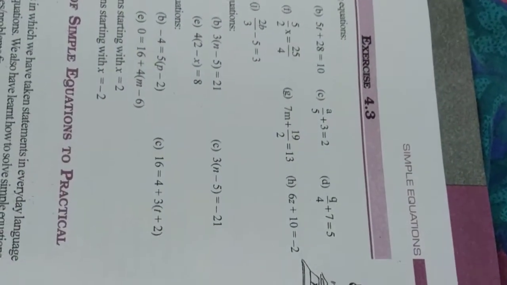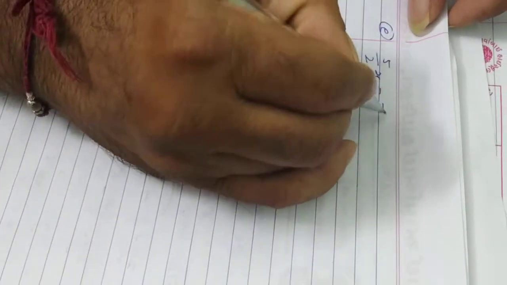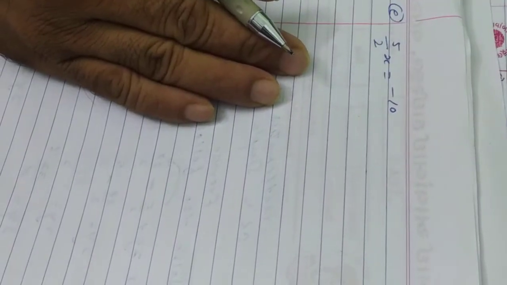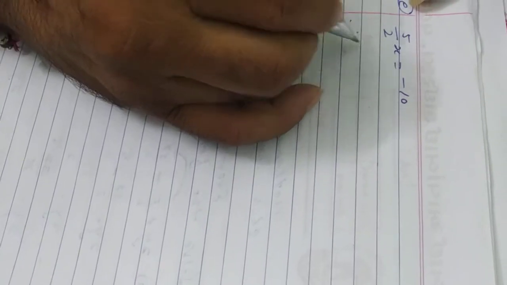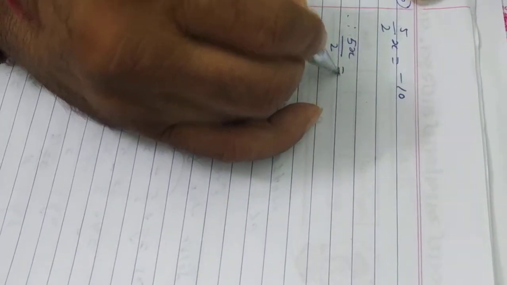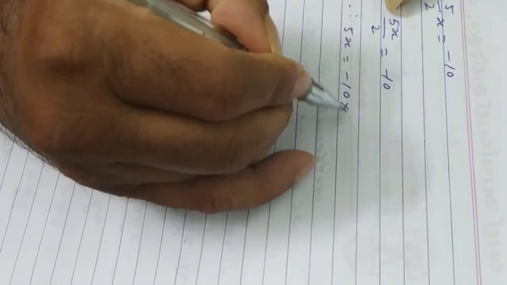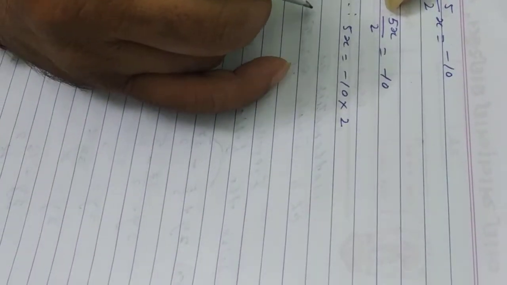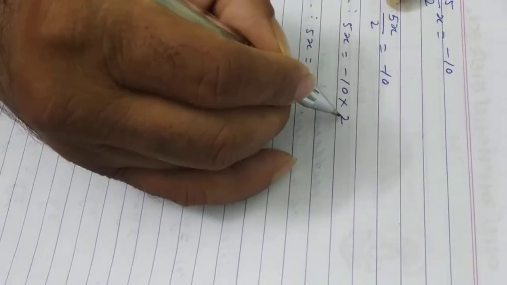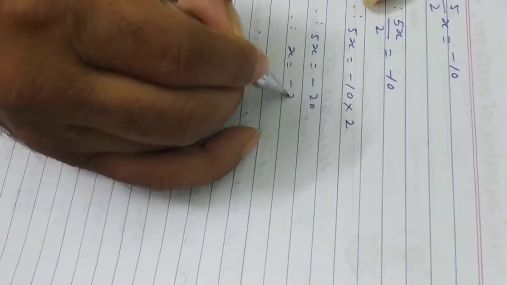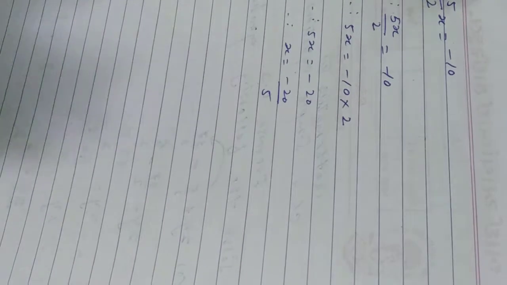Now see the E. 5 upon 2x is equal to minus 10. So therefore 5x upon 2 is equal to minus 10. So therefore 5x is equal to minus 10. Now 2 is in division, so if we change the side, it becomes what? Multiplication. Therefore 5x is equal to minus 20. Therefore x is equal to minus 20 upon 5, right?